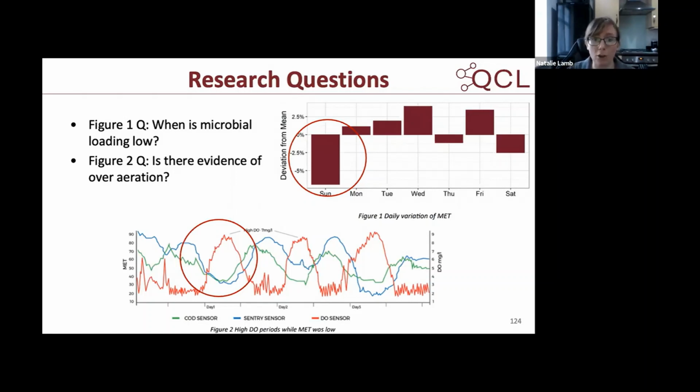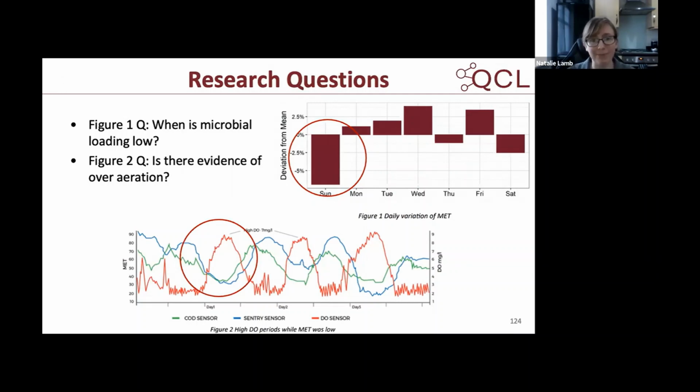Based on the Sentry results, the operators plan to divert flows during the low organic loading periods from the bath to the ASP. The flow redirection will allow operators to minimise aeration in the bath, so they'll be turning off the blowers in these low loading periods to save energy.